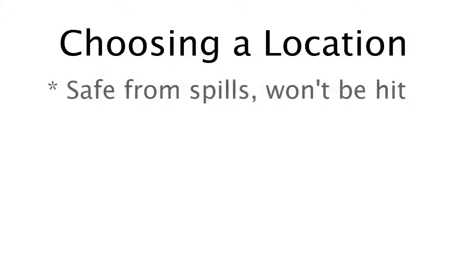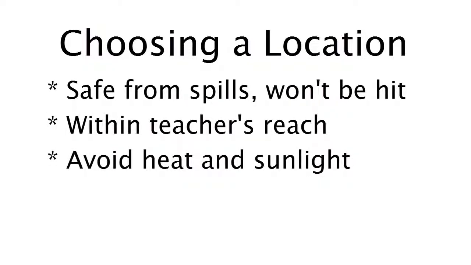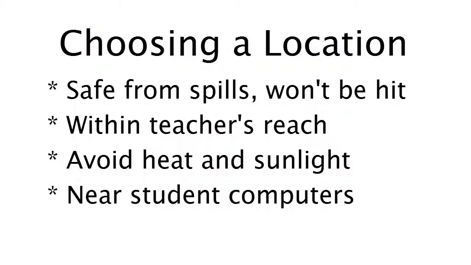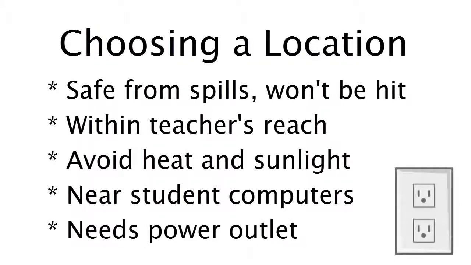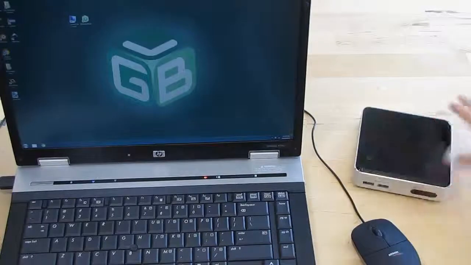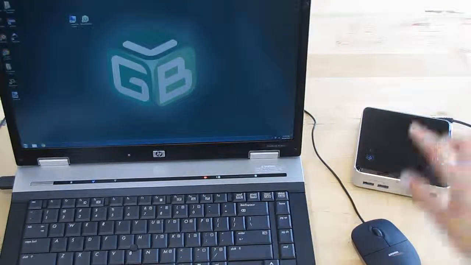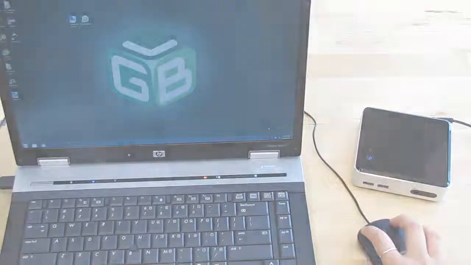Let's start by identifying a spot to place your Classroom Game Server. Choose a space away from potential spills or stray elbows, but still within reach in case it needs to be restarted. The device should not be exposed to any direct sunlight or other heat sources. It also needs to be within 10 to 15 yards of all student computers and have access to a 3-pronged power outlet. Once you've chosen a spot, connect the server to power by plugging in the provided power cable. Then press the power button to turn it on.